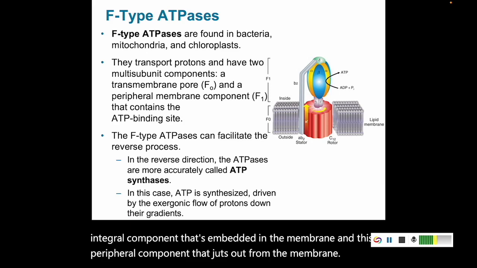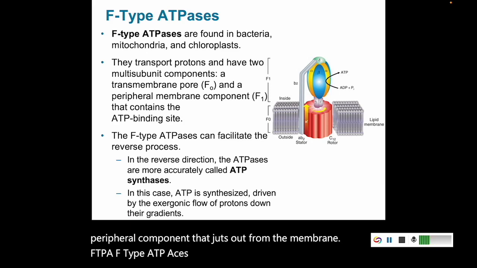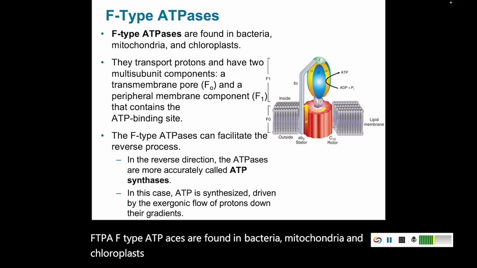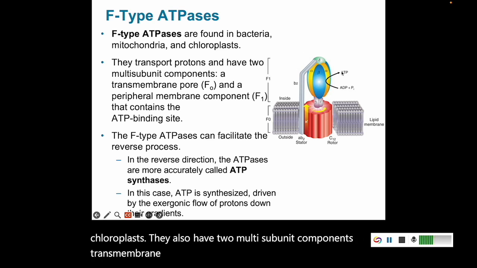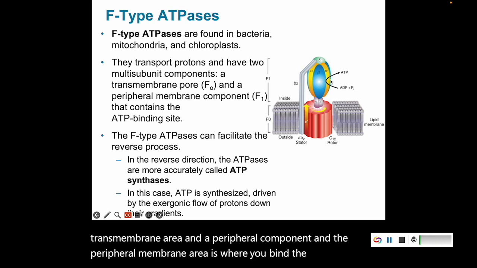F-type ATPases are found in bacteria, mitochondria, and chloroplasts. They also have two multi-subunit components, a transmembrane area and a peripheral component. And the peripheral membrane area is where you bind the ATP. And these also are able to work in reverse.